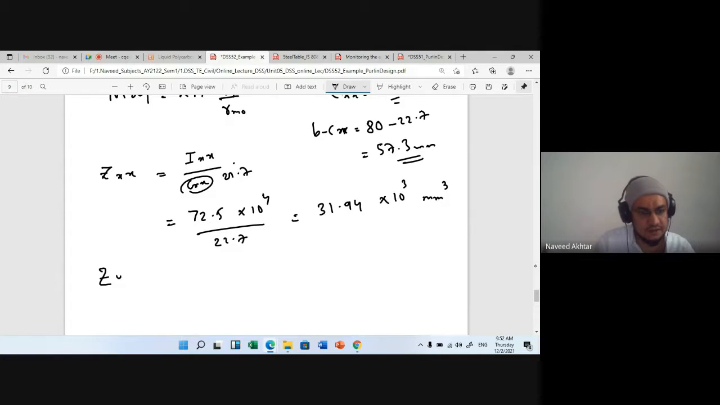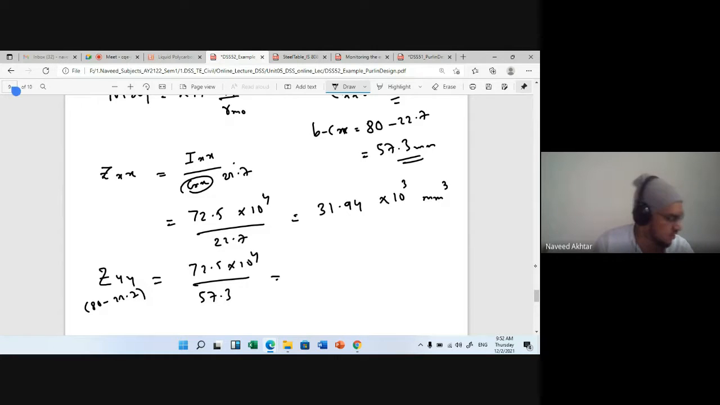Similarly, ZYY is equal to, from the bottom, 72.5 into 10 raised to 4 divided by B minus CXX, 80 minus 22.7, that is 57.3. It is 12.65 into 10 raised to 3 mm cube.